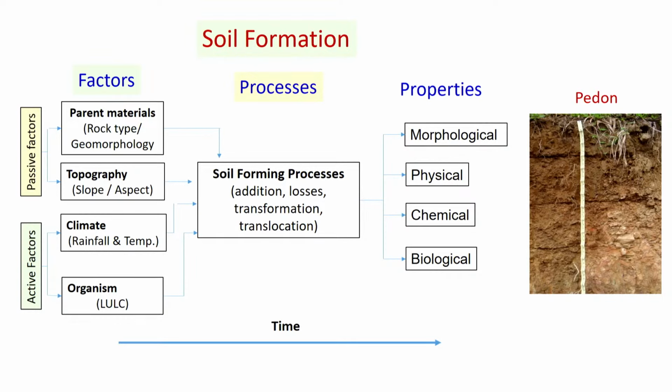So, if we summarize soil formation, how it takes place, here you can see the factors. Factors, as I discussed earlier: parent material, topography, climate, organism. These four factors, active and passive factors, regulate or govern the soil forming processes, meaning addition and losses, transformation and translocation, meaning various chemical processes which occur within the soils because of these soil forming factors.